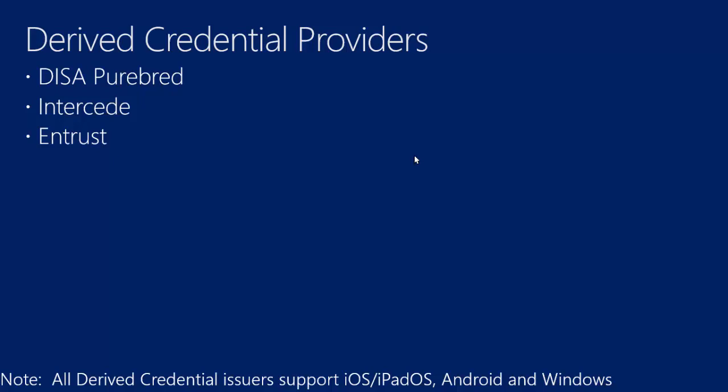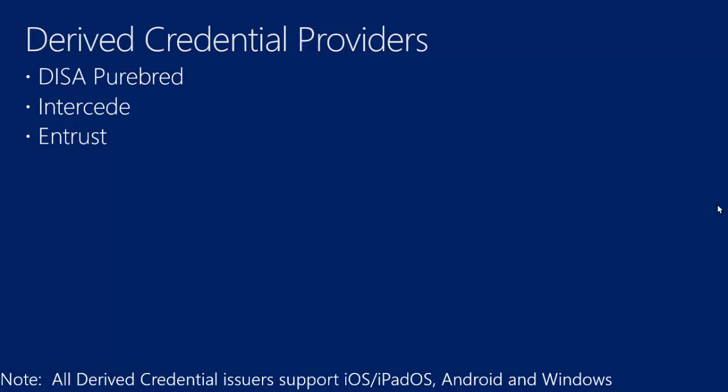Okay, so there are 3 derived credential providers. One is an organization called DISA Purebred. I'll probably just refer to them as Purebred as we go along. I may also refer to them as Redhound Software. You'll see Redhound Software in demos that come up. This is the one that I will be demonstrating. So earlier I said at the time of this recording I only had one to demonstrate, and the DISA Purebred or Redhound Software is the one that I will demonstrate. Again, if you're listening to this and I've added the others, then you will see that I've added another one or two as we go along. But at least as of this initial recording, that's the case. The other 2 are Intercede and Entrust.